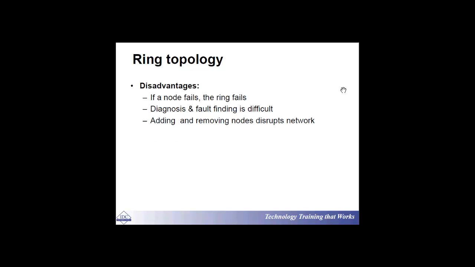Disadvantage, well, as I said, if a node fails, the whole ring fails. Adding and removing nodes, this time it is not as easy. Previously, for a star or bus topology, we said what? We said adding and removing nodes is easy. Yeah, but here you have got a ring. If you add or remove, it requires you to disrupt, to shut down first. And that is what is happening in here.